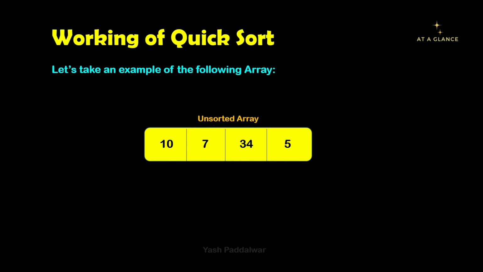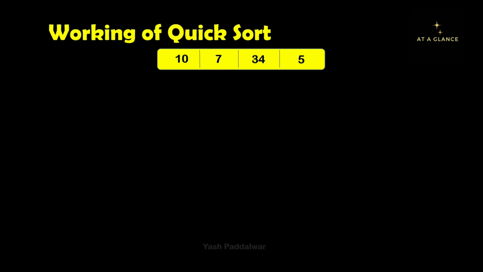Now let's have a look at the working of the quicksort algorithm with a simple example. Here we have taken an unsorted array of 4 elements: 10, 7, 34 and 5. Now as per the algorithm, we need to first go to the last element and name it as the pivot element. Here the last element is 5, so let's consider 5 as the pivot element.